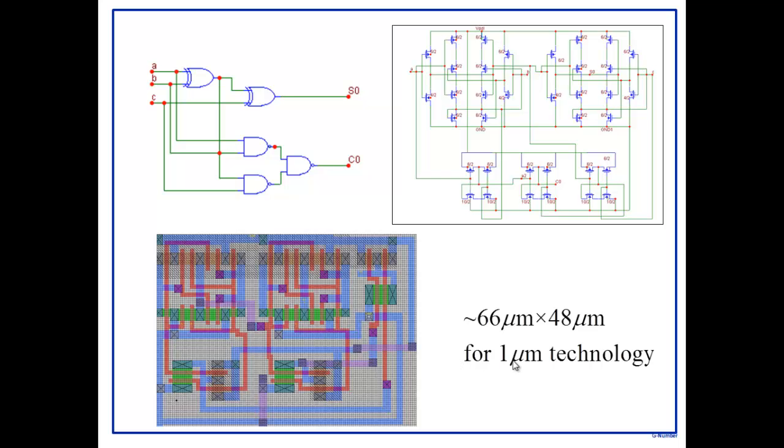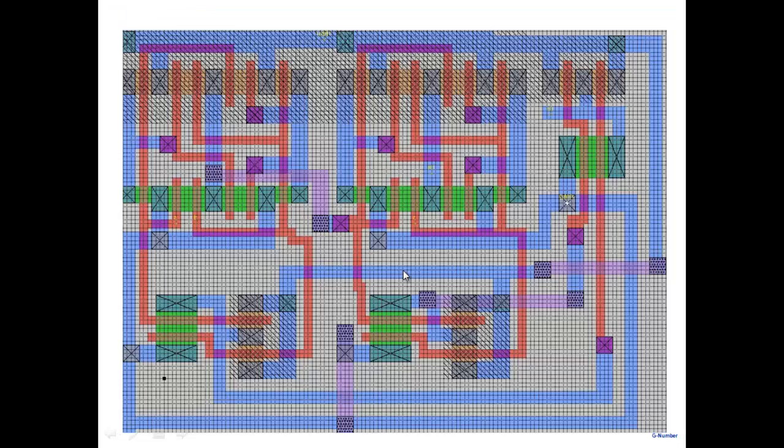In this case, the example I'm looking at is a 1 micron CMOS technology, where 1 micron refers to the minimum dimension that you can create using that particular technology, the minimum width of a wire or a gate or whatever. So 1 micron is the minimum width that you can do. Under this technology, this full adder would have a size of 66 micron by 48 micron. So let's blow this up. This is our full adder.